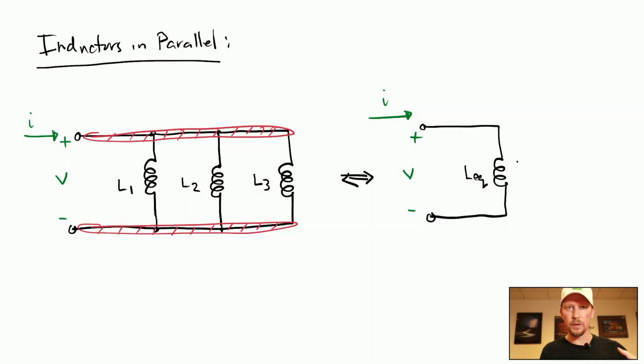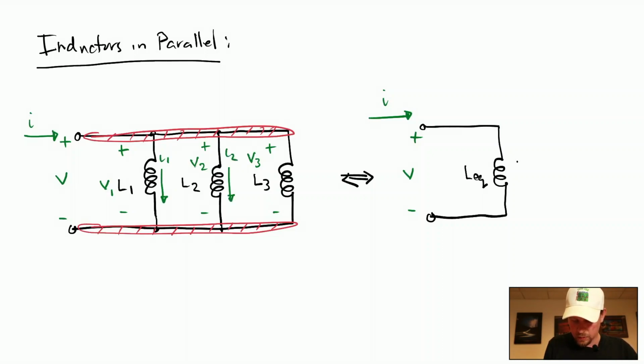But now that I have the nodes, I can define my circuit variables for the inductor. So I'm going to have V1 across L1 like this, V2 across L2 like that, and V3 across L3 like this. I can now define my currents to stay consistent with the passive sign convention. So I'm going to have I1 flowing through L1 there, I2 flowing through L2 there, and I3 flowing through L3 right there.